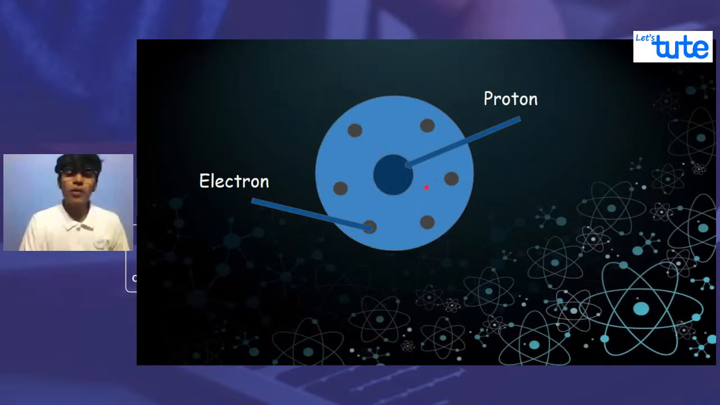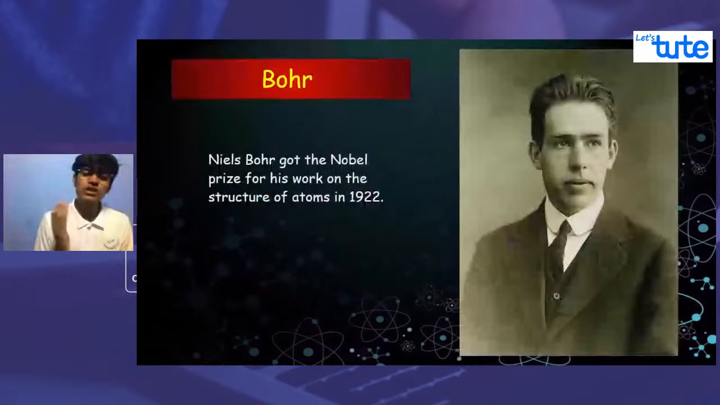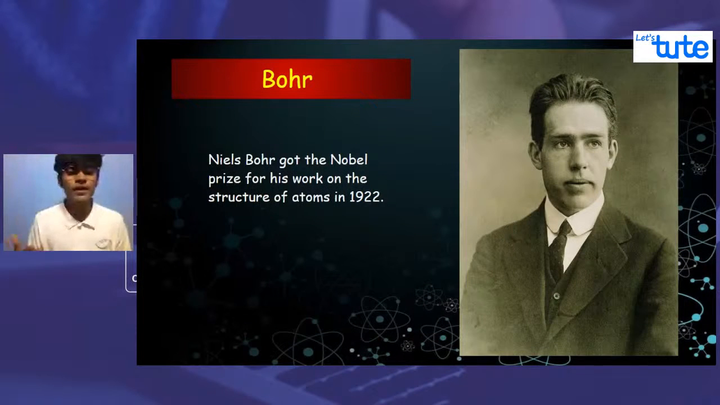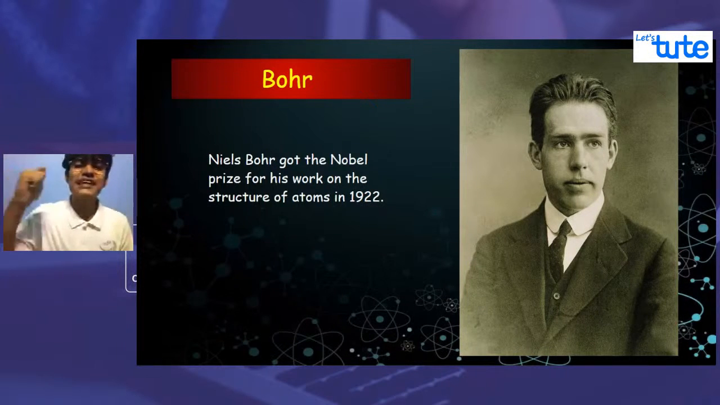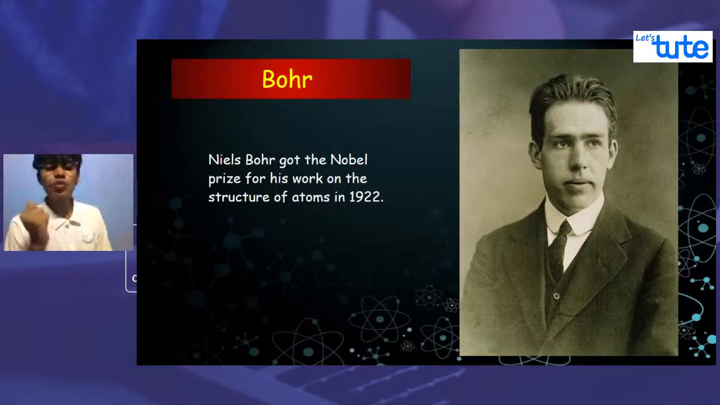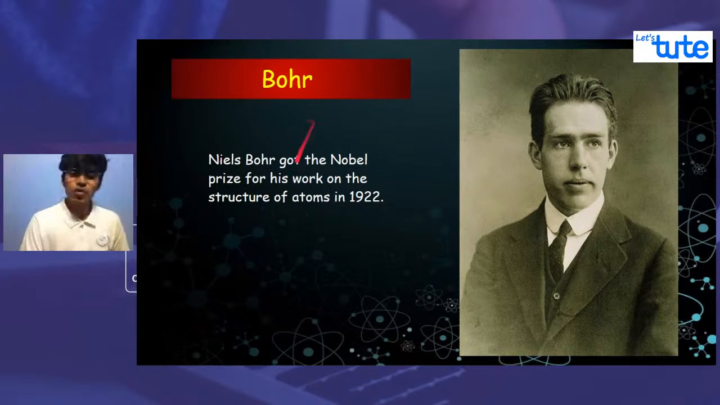So this was the atomic structure proposed by Rutherford, but of course there were some drawbacks. So who was the scientist who covered them? Neil Bohr was the one who gave an atomic model to justify why the atoms don't actually fall inside the nucleus. Let us try to understand who Neil Bohr was. He received a Nobel Prize in 1922 for his work on the structure of atoms.